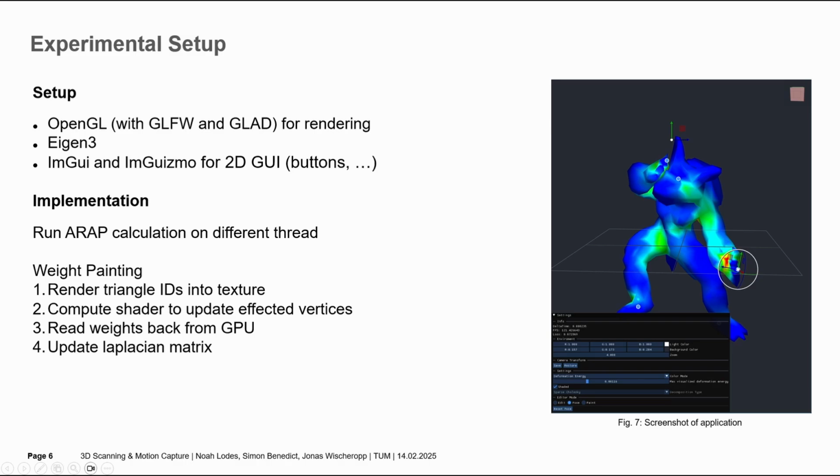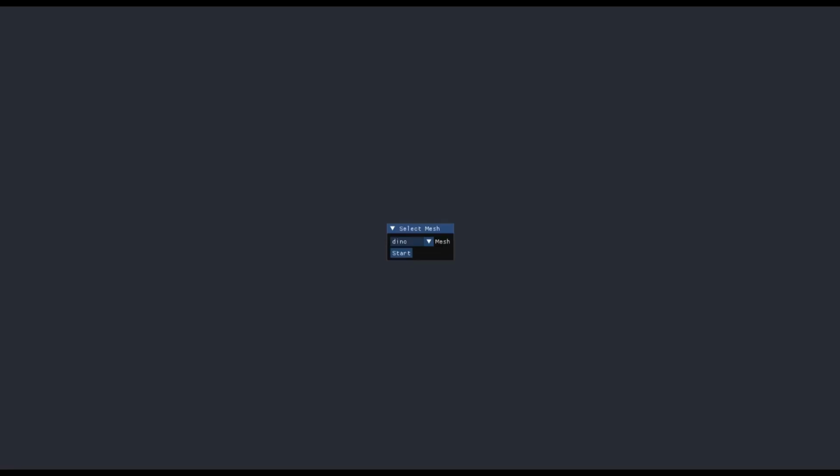The application is implemented using OpenGL, and for the mathematical calculations Eigen is utilized. Additionally, the libraries ImGUI and ImGizmo are used to aid in the creation of GUI elements like buttons. The ARAP algorithm is computed on a different thread to decouple it from the user interface. Weight painting is implemented by rendering the triangle IDs into a texture. Afterwards, the texture is used by a compute shader to adjust the weights, which are then read back to the CPU to adjust the ARAP calculations. We will now show the functionality of our tool.